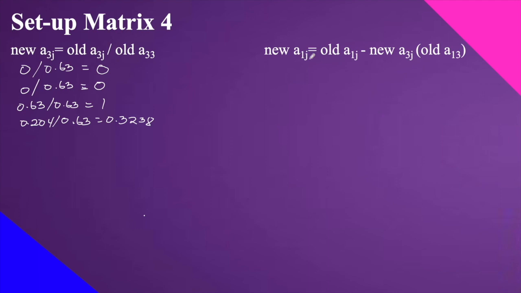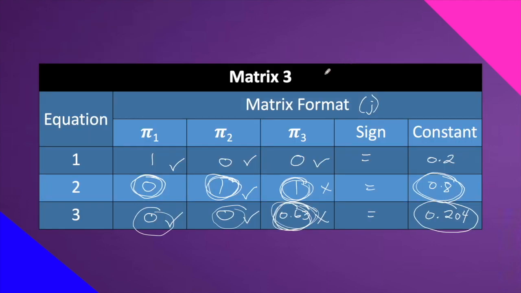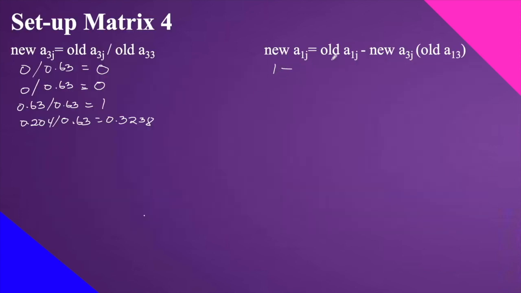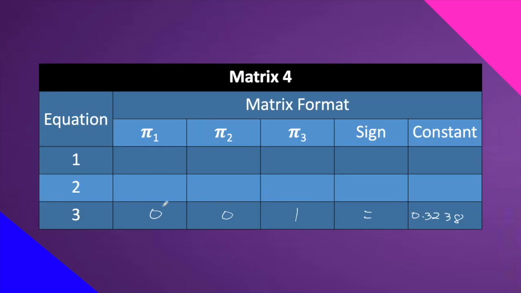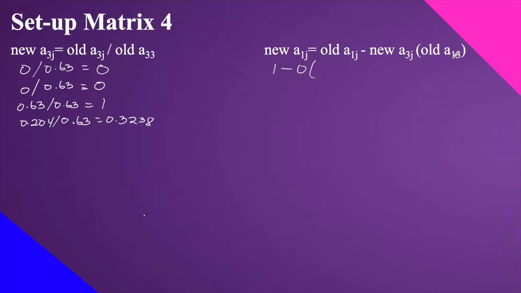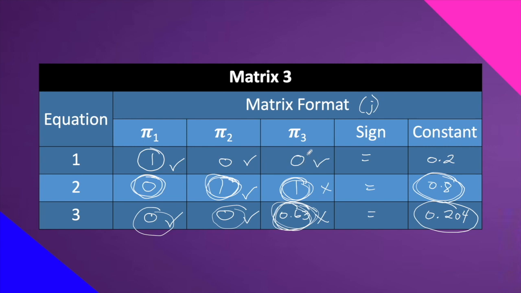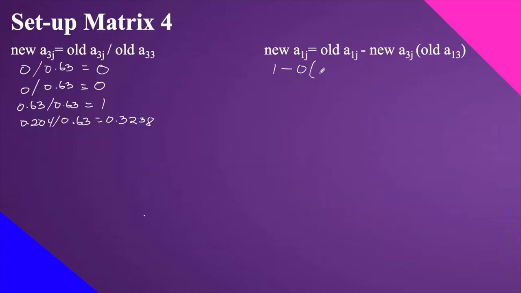Okay, so next natin is the new A sub 1j equals to old A sub 1j minus new A sub 3j multiplied to old A sub 1,3. Or this is the first row na dito po sa equation 1. So, old A sub 1j. Let's go sa ating matrix 3. 1j or our first j, that is 1. So, 1 minus new A sub 3j, first j. Again, these are all j, yung mga pi 1, pi sub 2, pi sub 3, and the constant. So, 0 multiplied to old A sub 1,3, that is 0. 1 minus 0 is basically 1.